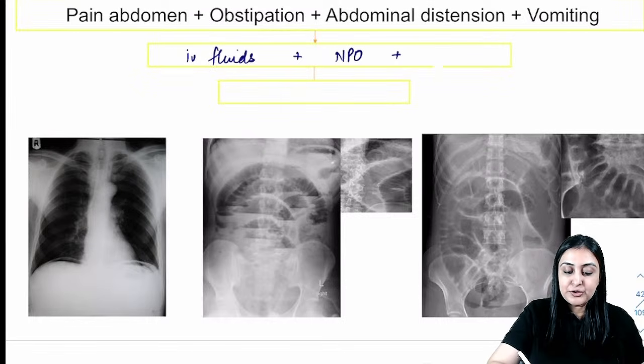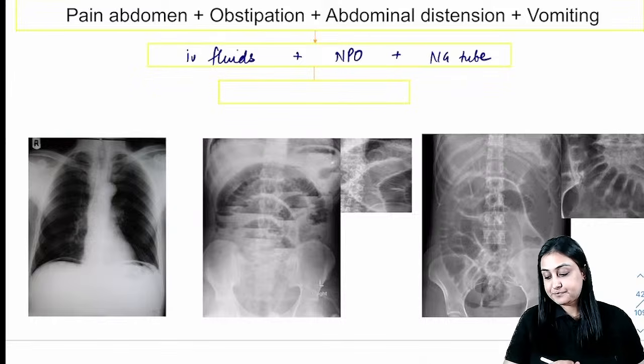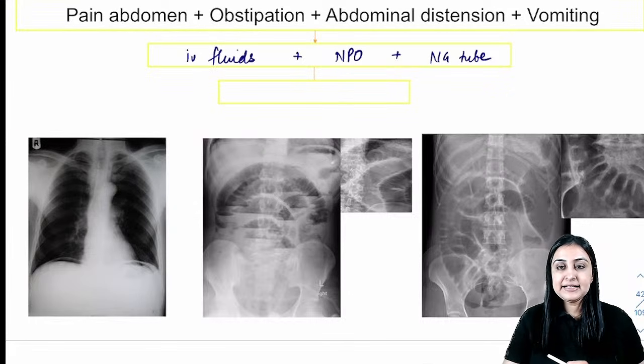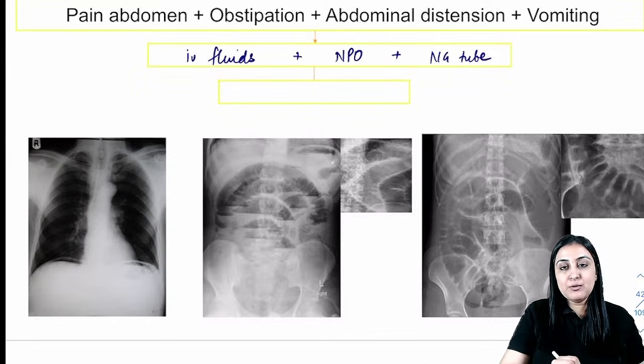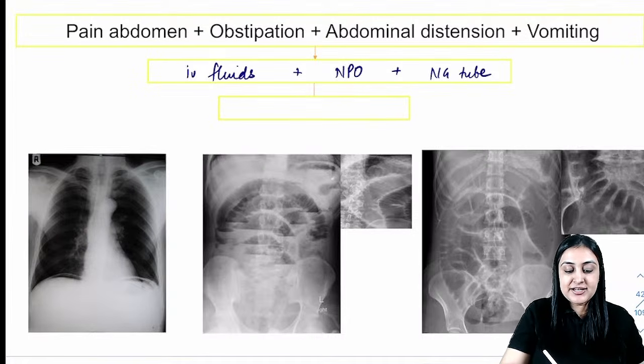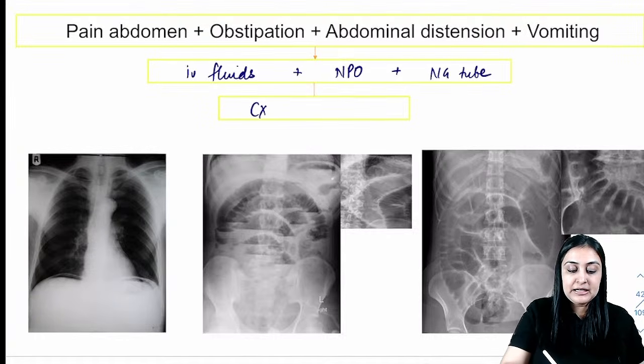And do you want to put in an NG tube? Yes, I also want to put in an NG tube to decompress, because we have to decompress the bowel. So this is what I'll do first. Next, we will do X-rays, because we also need to make a diagnosis of whether it is small bowel or large bowel. What X-ray should I do? Abdominal X-ray or chest X-ray? I should do both. Why do I want a chest X-ray, PA erect view?